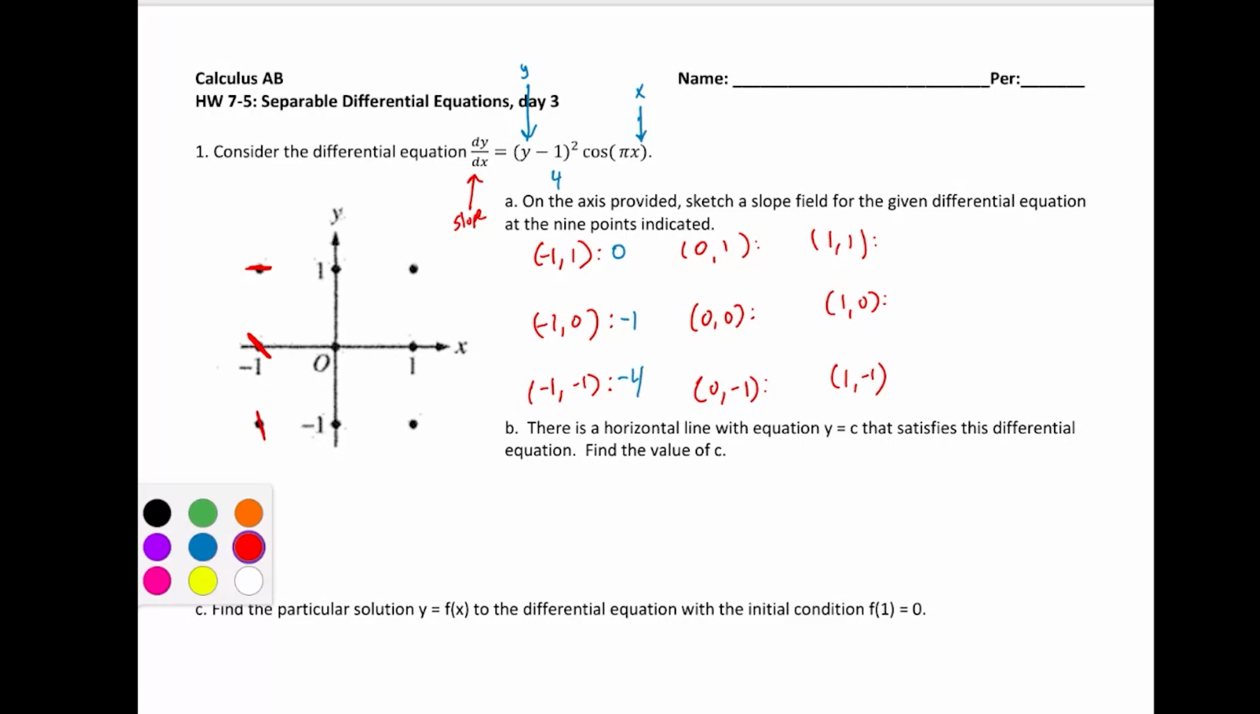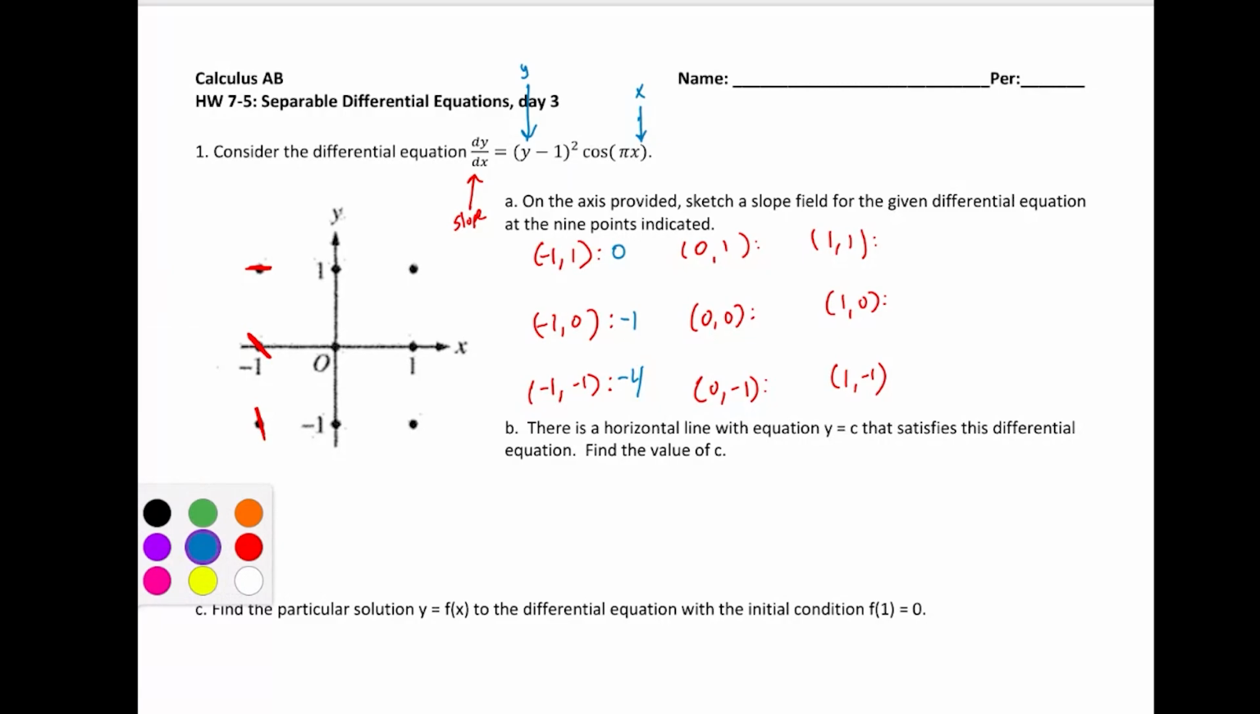Now on these problems, as we go through these, you really don't need to show all your work. So I'm just erasing this as I go. We just really want to make sure that the slopes reasonably represent the slope that we're writing down.